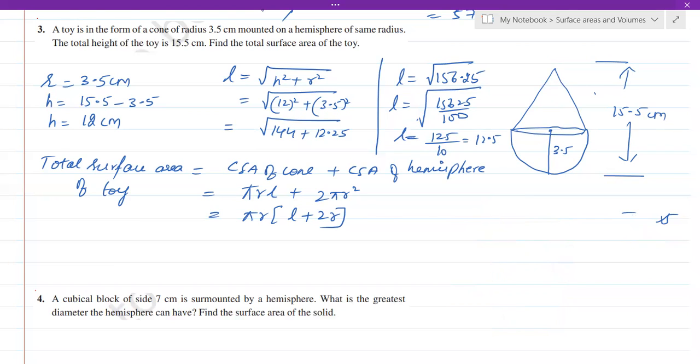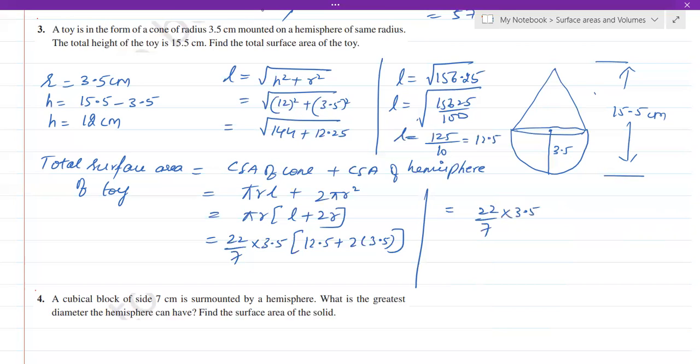Then we'll substitute now. Okay, we got the value of L. The pi value is 22 by 7, R is 3.5. So L is 12.5 plus 2 into R, where R is 3.5. So let's simplify this. 22 by 7 into 3.5. 12.5 as it is. 2 into 3.5 is 7.